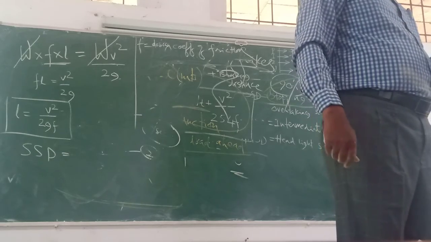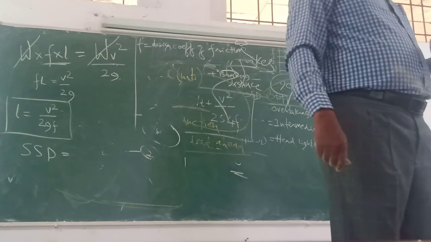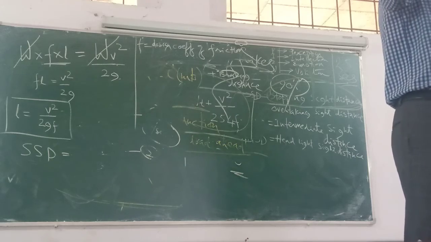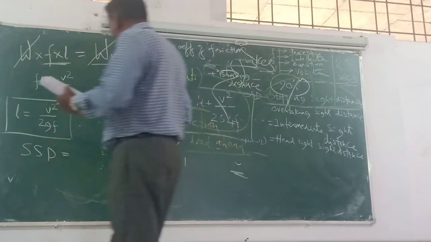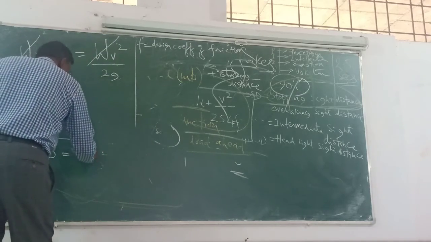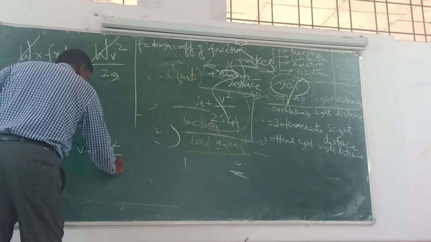Lag distance plus braking distance. SSD equals lag distance. Now you write the formula: SSD equals 0.278 V into T plus small v square divided by 2GF.